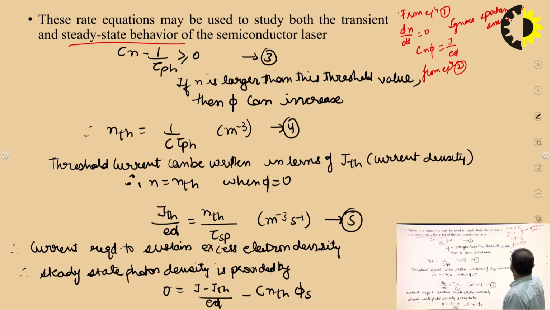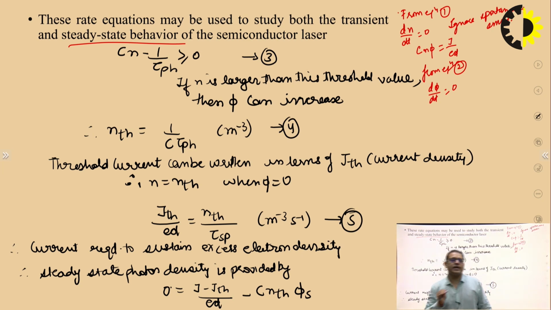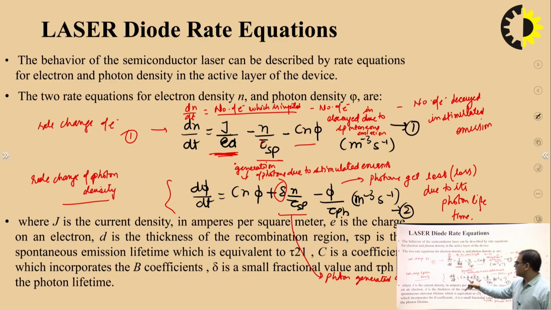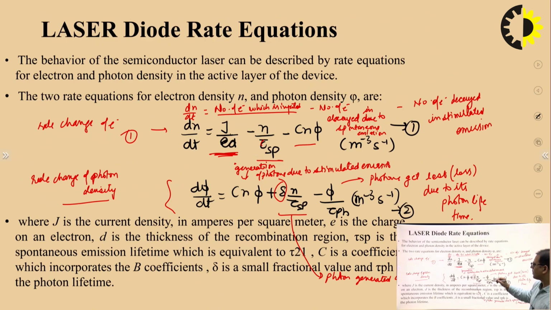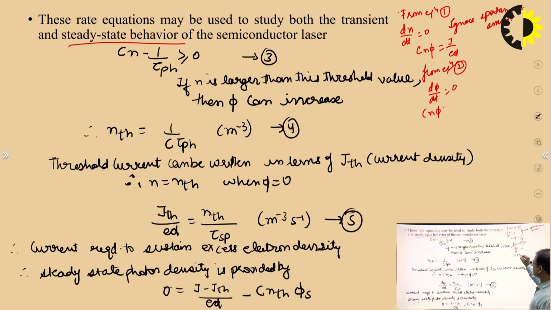And from equation number 2, for the steady state, when the production of photons gets sustained, d phi by dt is equal to 0. You will observe that C into N phi, ignoring the spontaneous emission, minus phi by tau pH is equal to 0.